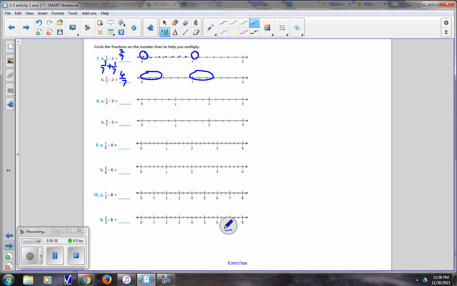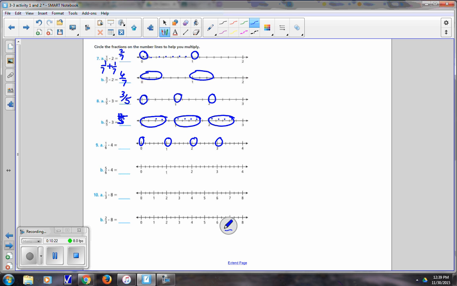All right, 1/5, 1/5, 1/5, 1/5. 1/5 times 3 is going to be 3/5. 4/5 times 3 is 1, 2, 3, 4, 1, 2, 3, 4, 1, 2, 3, 4, which is going to be 12/5. I'm not asking for any proper fractions, but if you know how to make that into a mixed fraction, that's probably a good idea.